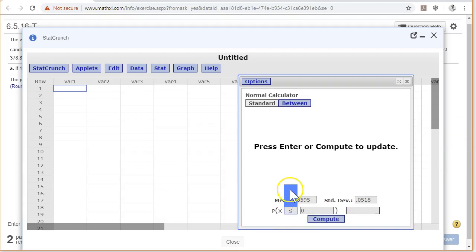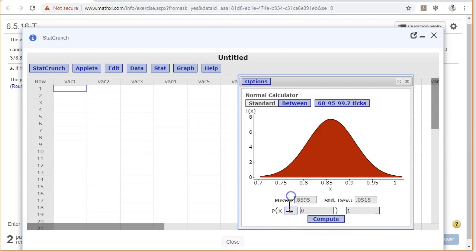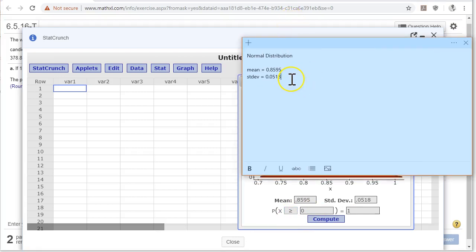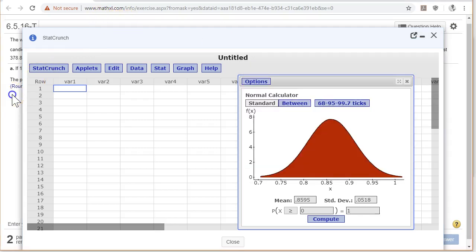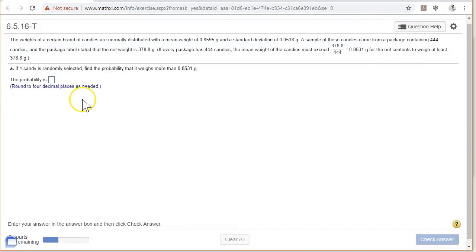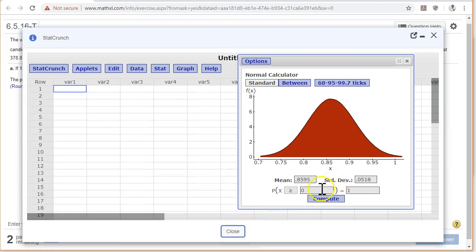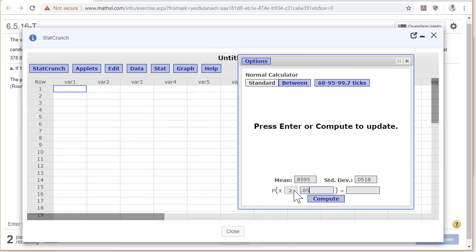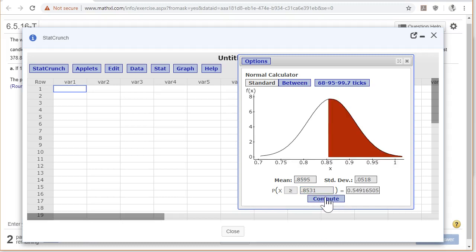And now we want it to be greater than, this is the greater than sign over here, we want our x to be greater than 0.8531. And then if we ask it to compute, we'll see a normal curve over here.